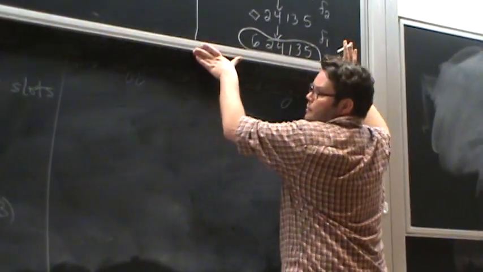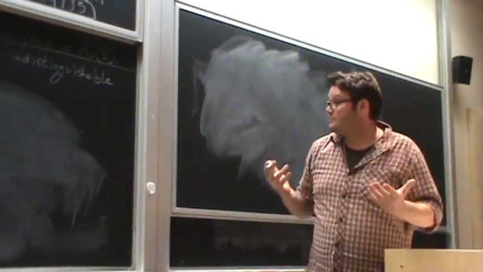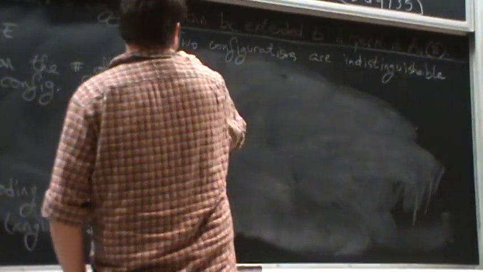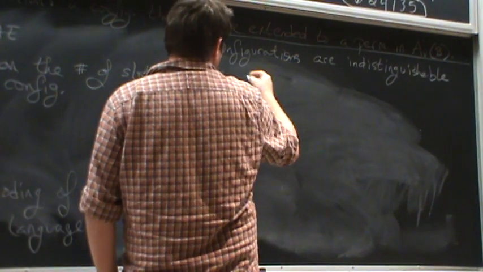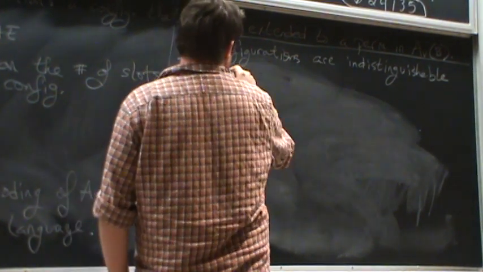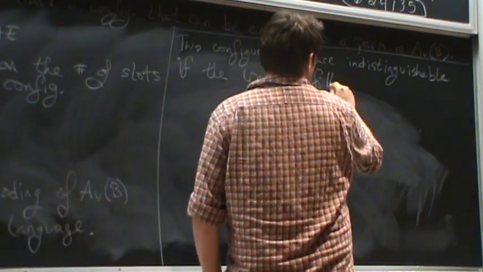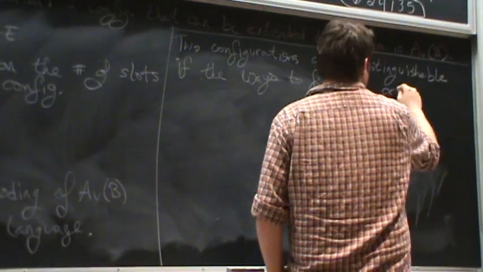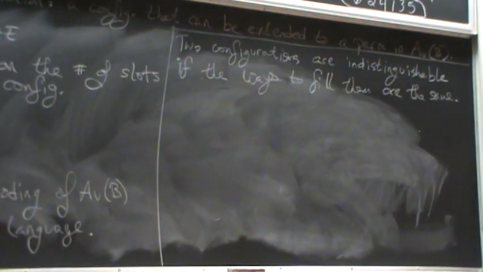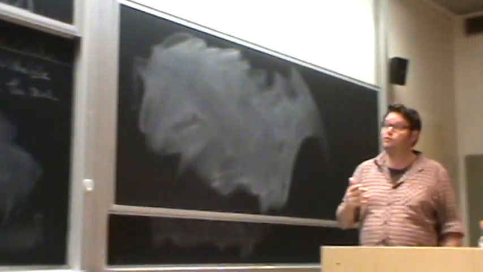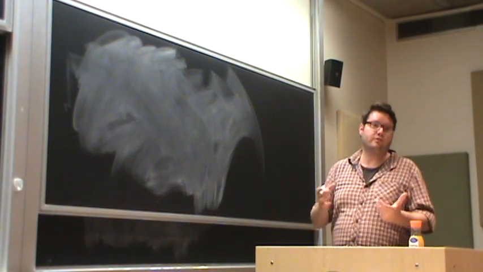Okay. So I'm going to talk about 2 different configurations, and they're indistinguishable if the ways to fill them are the same. Eventually we want to fill these to get rid of all the slots. So I'm going to say that they're indistinguishable if it's exactly the same sequence of insertions that fills them.